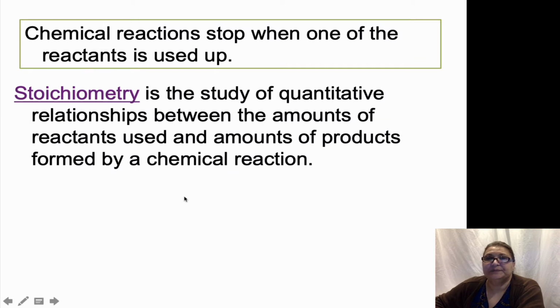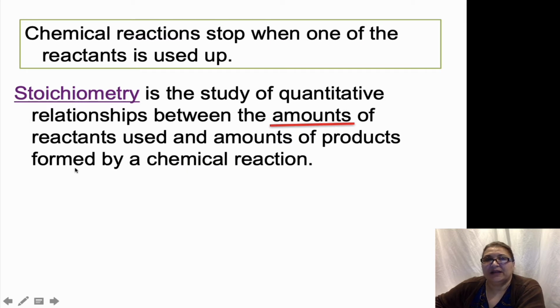Stoichiometry, the study of quantitative relationships between the amounts of reactants used and products formed by a chemical reaction, is based on the law of conservation of mass. Now, it's the amount, the number of moles that we're dealing with. The quantitative relationship in a reaction is what we're dealing with today, stoichiometry.